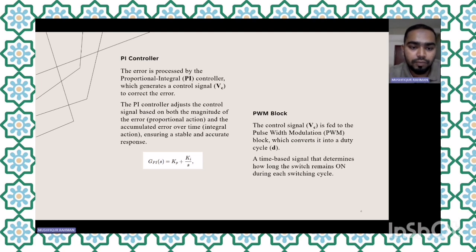Furthermore, for the PWM block, the control signal Vc is fed to the pulse width modulation block, which converts it into duty cycle D, a time-based signal that determines how long the switch remains on and how long it will remain off.